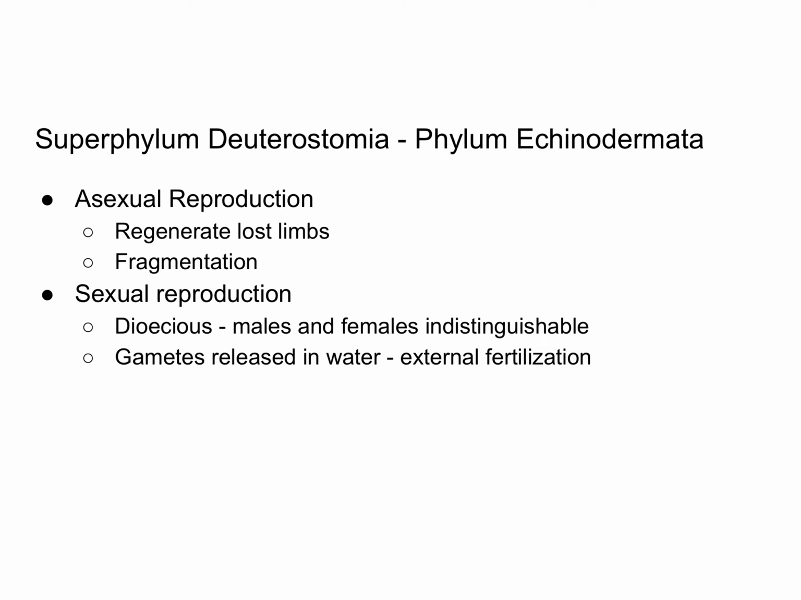They also do sexual reproduction. They are dioecious, meaning that they have different male and female organisms, but they are indistinguishable from each other unless you were to look at the gonads inside. So if you just go out to the beach and pick up an urchin or a sea cucumber or a sea star, you're not going to be able to tell which ones are males and which ones are females. Fertilization does occur externally. So the gametes, remember gametes are the sex cells, and so they are the eggs and sperm, are released into the water where they then hopefully find each other and produce a zygote.